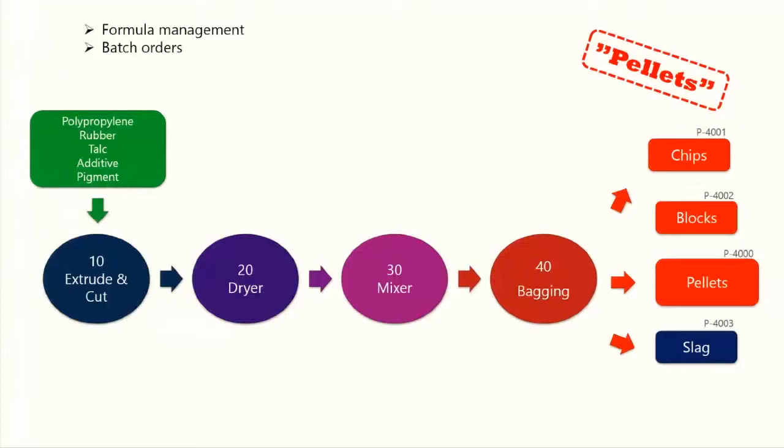So what we are going to look at in this small example is a production of pellets, plastic production. So we have 4 operations. We have some ingredients that we put into the process. And we have some production output, chips, blocks, of course the pellets, which is the main product, and a byproduct. So that is the example we are going to look at.